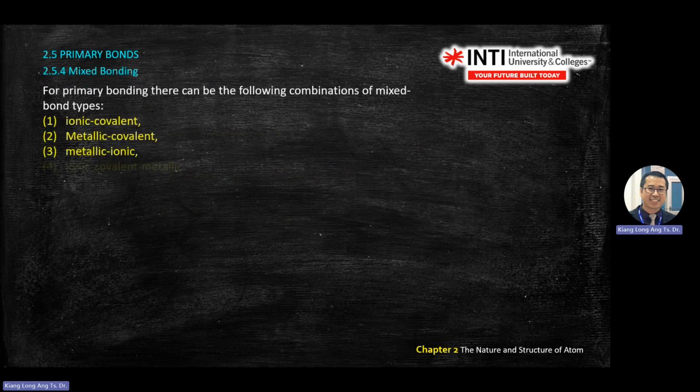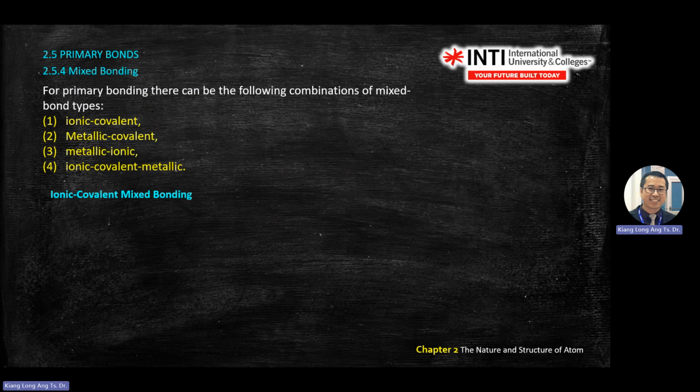Mixed bonding: you have these types: ionic-covalent, metal-covalent, metallic-ionic. The usual one at primary, secondary level, meaning secondary level education, you only have ionic and covalent. When you come to universities, you start learning about materials.